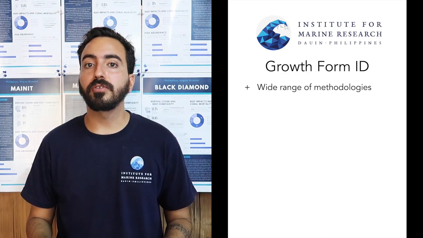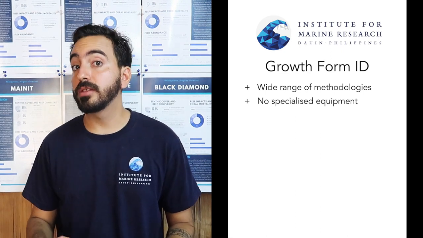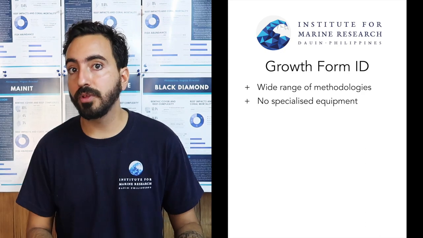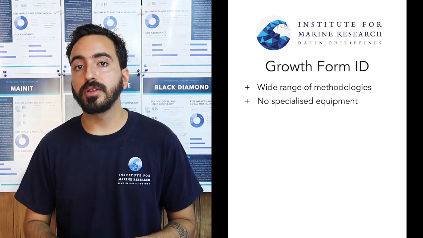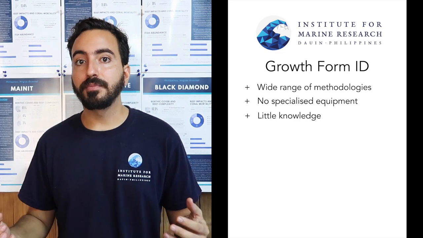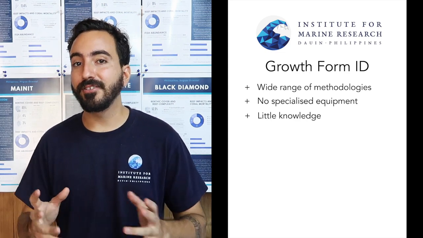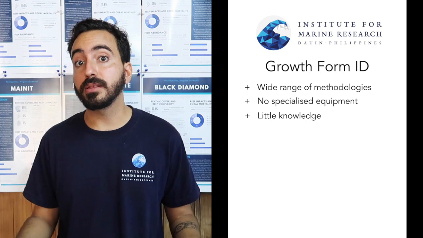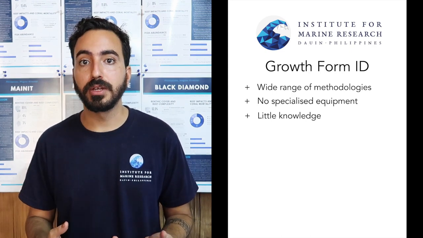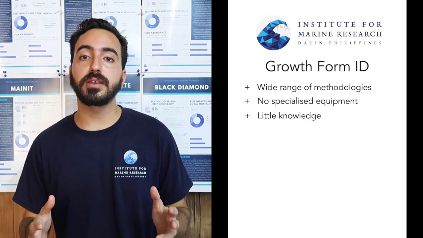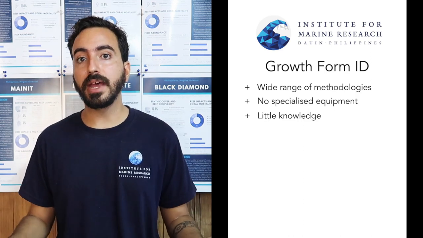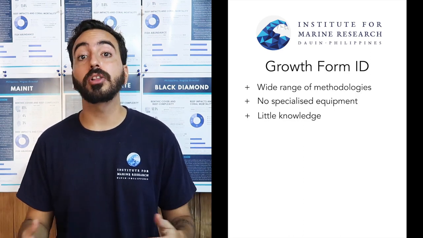Another pro of this methodology is that you don't actually need any specialized equipment for it, just like the last one. Normally, if you have a slate and a pencil, that's what you're using. Now, it's also easy to memorize. There's at most, depending on your classification, 5 or 6 different growth forms which you're trying to remember. So it's not like you're remembering anything specific about the corals, which makes it easy to learn and available for citizen science. So you can have a lot of people making a lot of data.